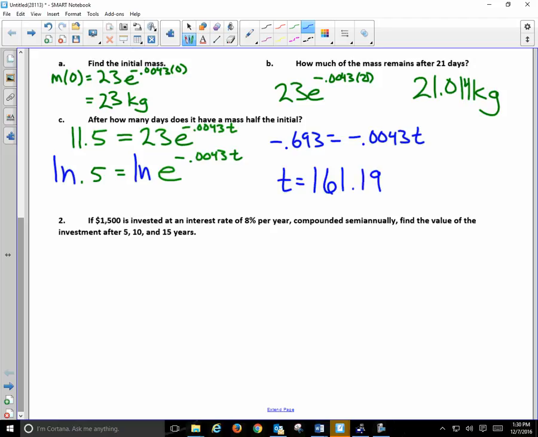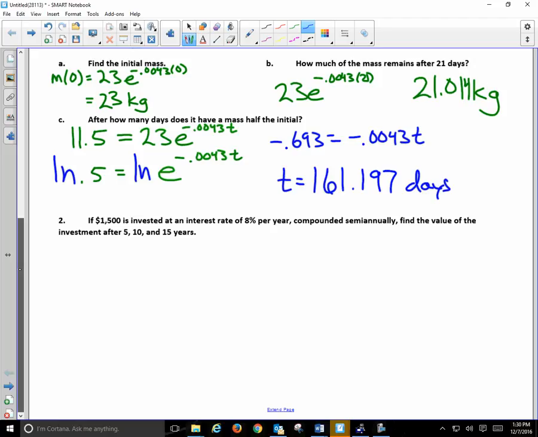That's about 197 days. So it's going to take about half a year, a little bit less, for it to get to half of its initial mass. So you can see how important logarithms are. Yesterday you were asking, what are logarithms? Logarithms help us solve exponential equations.